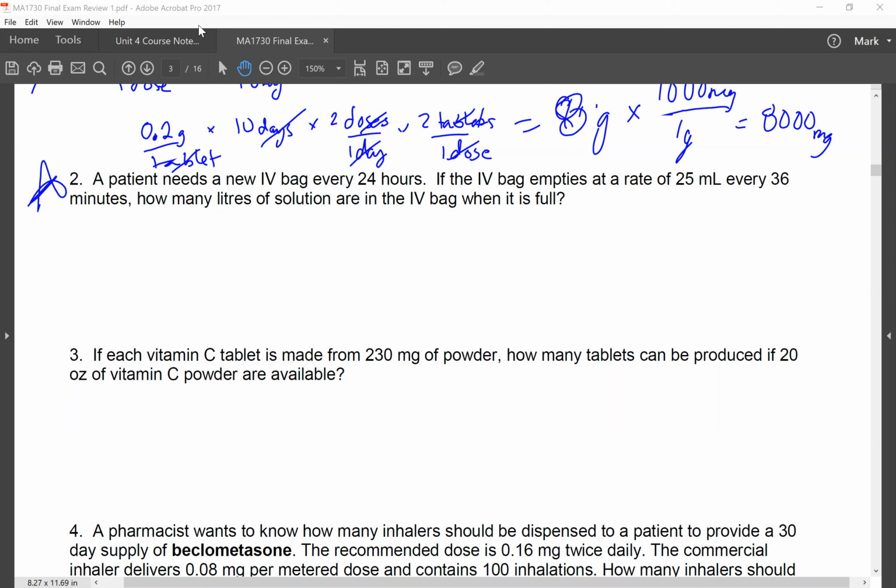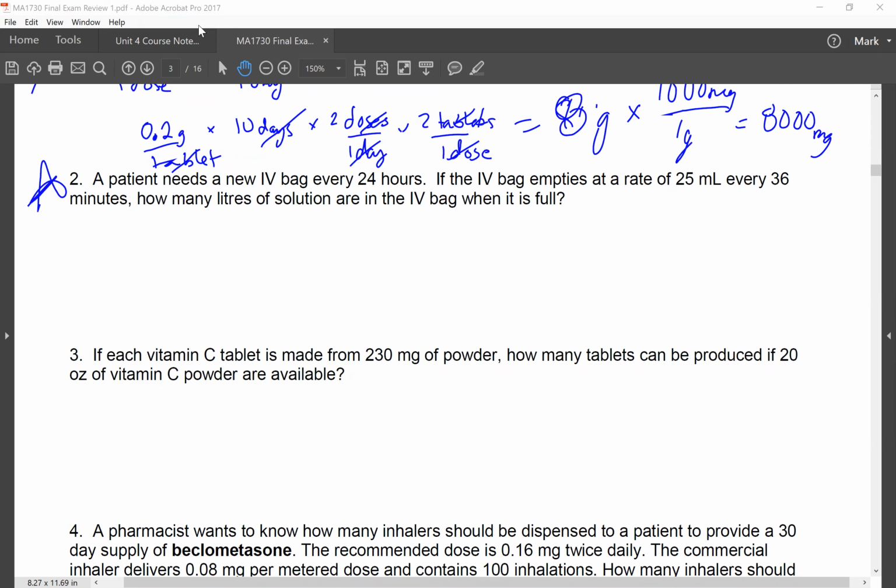It sounds like a very challenging question, but when you think about what it's asking, it's actually pretty easy. A patient needs a new IV every day, every 24 hours, and every 36 minutes the bag is emptying 25 milliliters. So what it's really asking us is to figure out how many milliliters are leaving every 24 hours. We know that there's 25 milliliters every 36 minutes. So our goal is to figure out how many minutes are in a day, and then how many times the bag will empty if we divide by 36. You'll see what I mean.